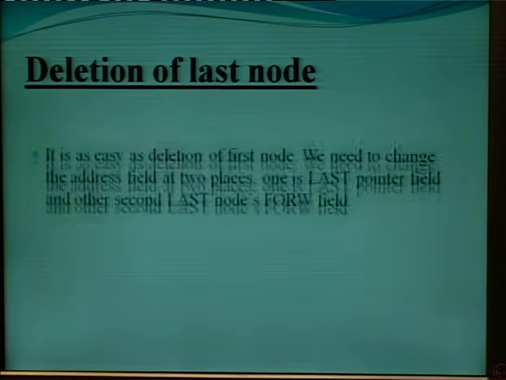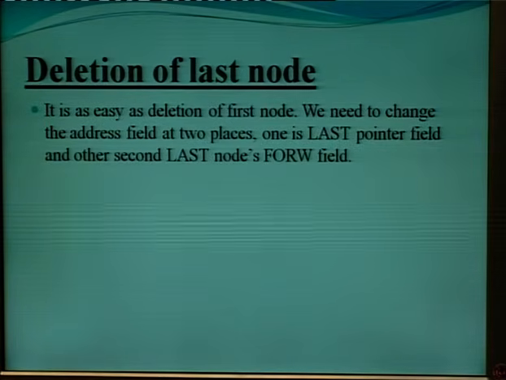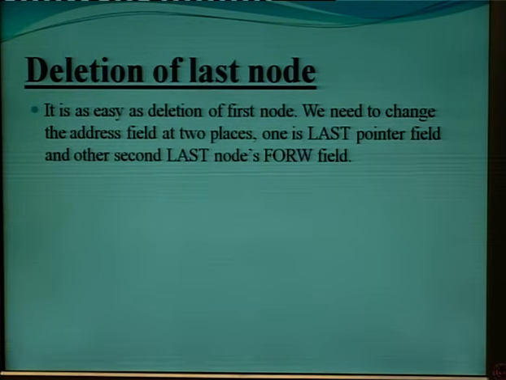So deletion of the last node is as easy as deletion of the first node. We need to change the address field at two places: one is the last pointer field, and the second is the forward field of the second last node.